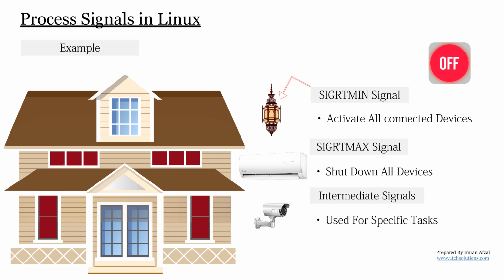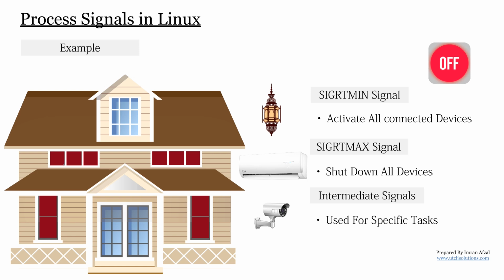For example, one signal can be sent to turn on the lights, another to adjust the air conditioner temperature, and another to notify the security camera to start recording. These custom signals help the devices communicate with each other efficiently, making the smart home system work smoothly.